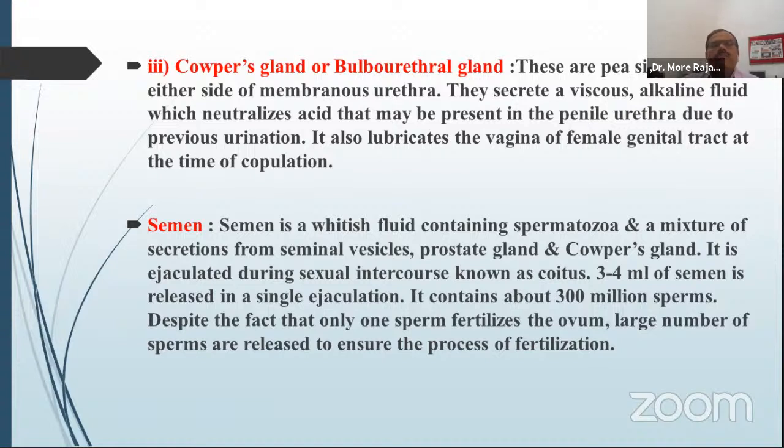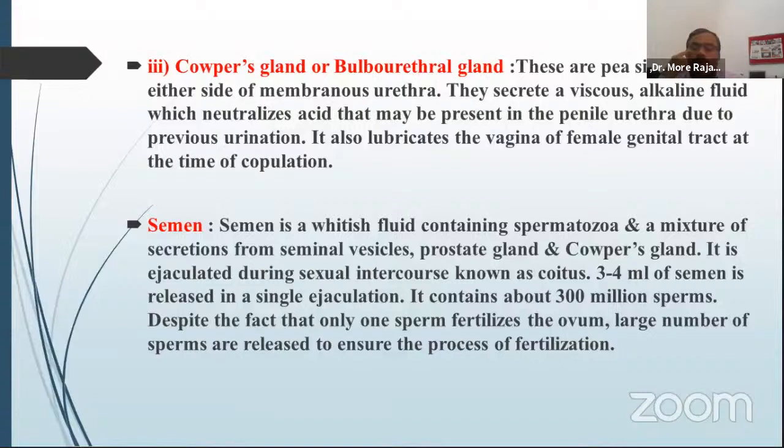They secrete a viscous fluid which neutralizes acid that may be present in the penile urethra due to the previous urination. It also lubricates, that is, the secretion of the Cowper's gland lubricates the vagina of the female genital tract at the time of copulation. Okay, so this is the role of the Cowper's gland or the bulbourethral gland.